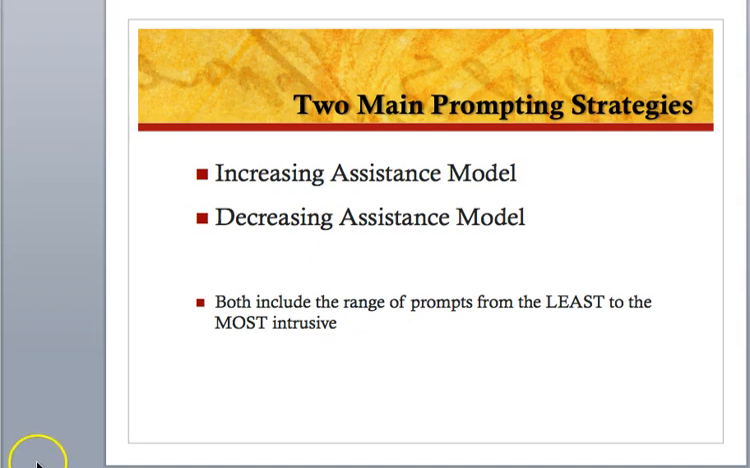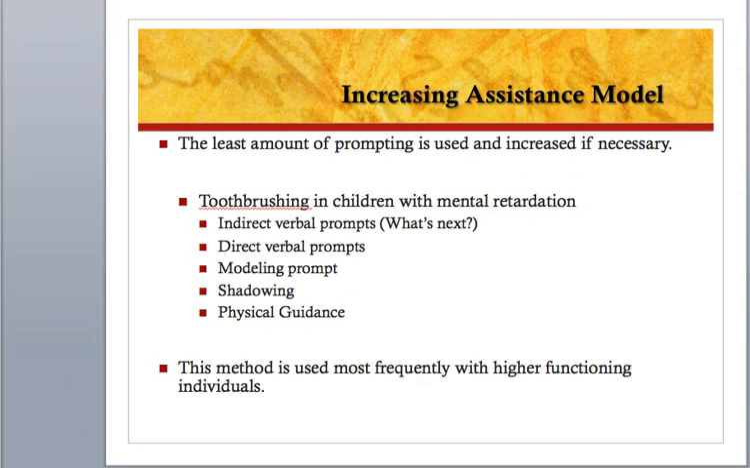Okay, so now I'd like to talk about 2 main prompting strategies in a little bit more detail. So the increasing assistance model and the decreasing assistance model, both of which include a range of prompts from the least level of prompting to the most intrusive. So let's talk a little bit about the increasing assistance model. The least amount of prompting is used in this method. We start with the smallest amount of prompting possible, and we only move up if the individual is unable to complete the behavior without additional prompting. So here's an example, teaching toothbrushing to children who have intellectual challenges or mental retardation issues.